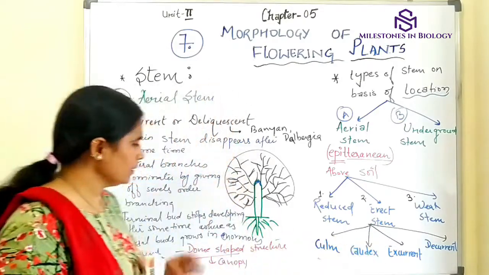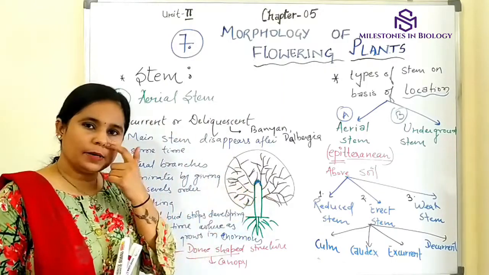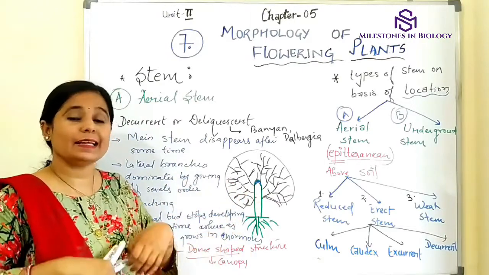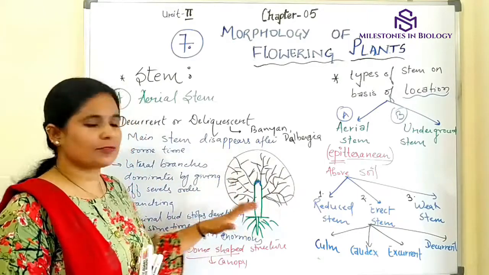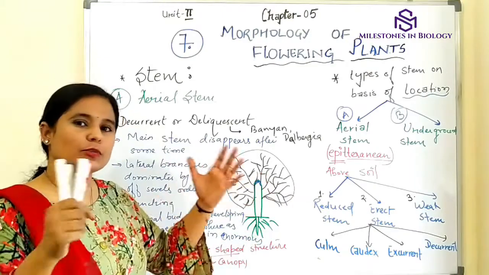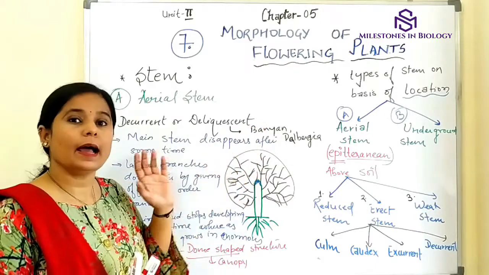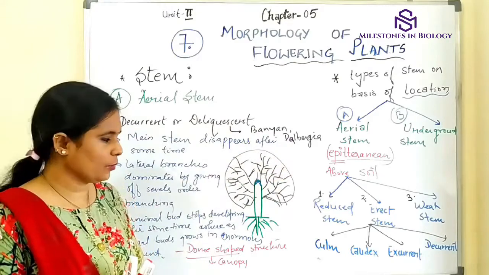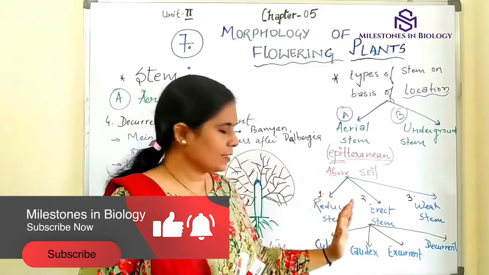Last one is decurrent. The main apical bud, the terminal bud, will stop growing after some time, and the lateral buds will start dominating. It will give many branches, and because of that the tree will get a dome-shaped canopy and a very huge structure. The stem is solid and it's a trunk. Examples are the banyan and Dalbergia trees. So this is all about the erect stem.